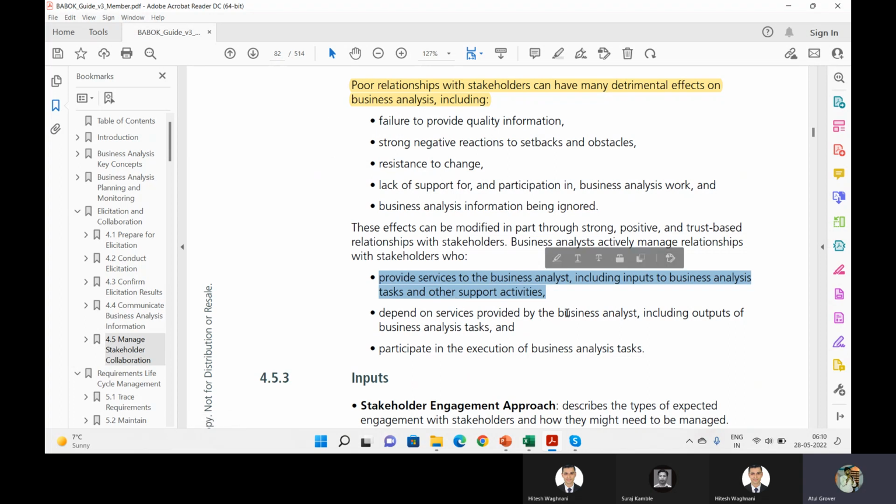Depends on the service provided by the business analyst, including outputs of the task. Ye good relationship ka part hai. Maan lijiye, you are stuck somewhere. If you have a good relationship, then your outputs, your task will be sorted out quickly. And they help in the execution as well. They will encourage the team, guys, go and talk to these guys.